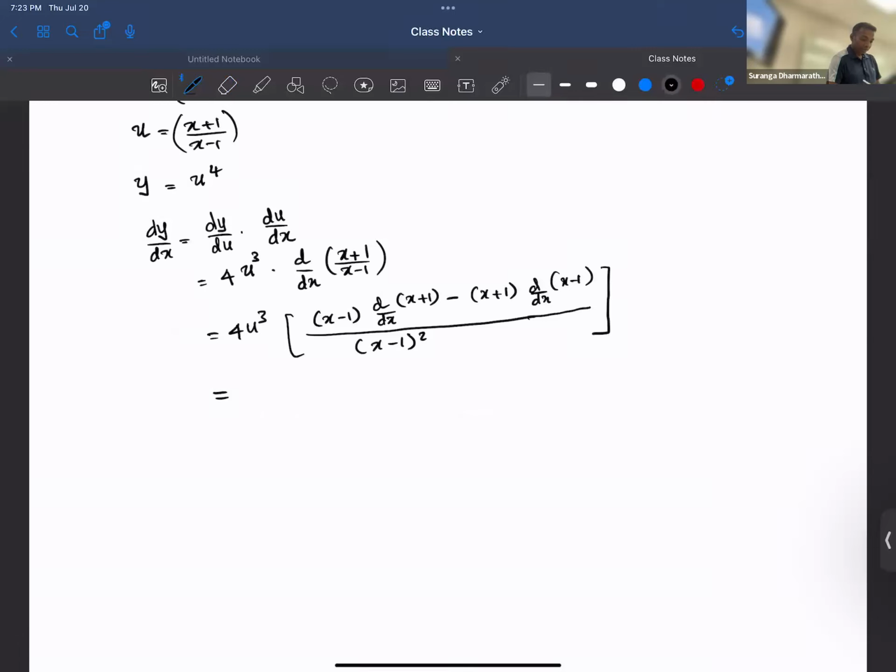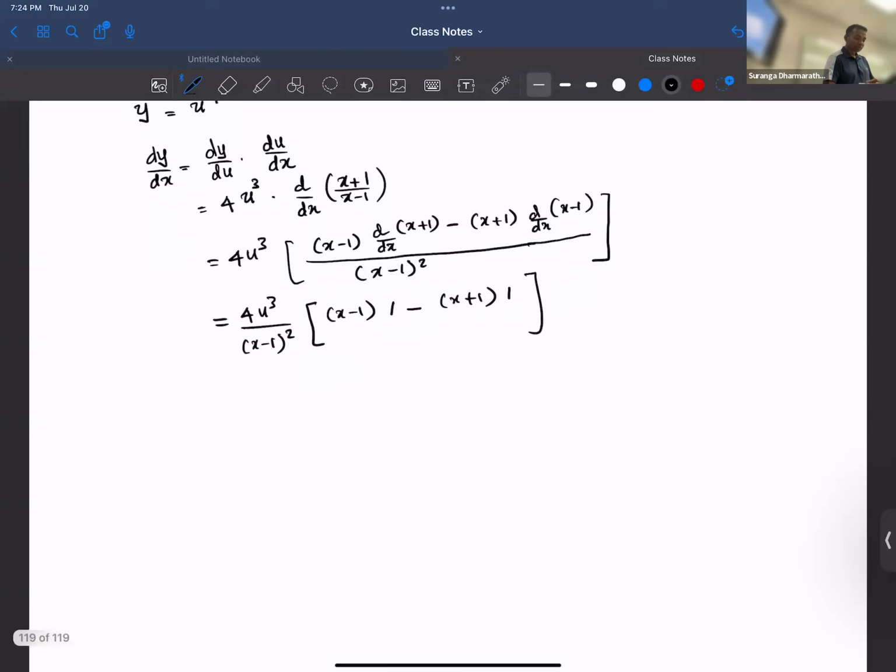And then this is 4 times u cube, and then you have x minus 1 squared. And this is x minus 1. You can use the sum rule and distribute over x plus 1. What do you get? D over dx of x plus 1 is equal to what? 1, right? Minus x plus 1 times d over dx of x minus 1, which is 1, too. Very good. So 4u cube over x minus 1 squared.